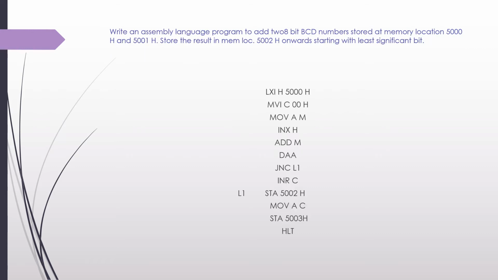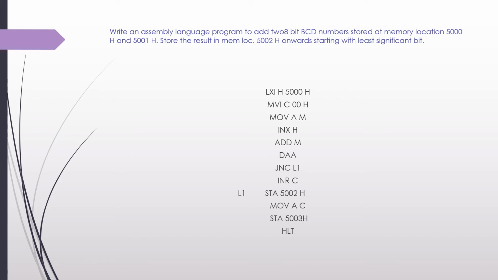The next program is: write an assembly language program to add two 8-bit BCD numbers stored at memory locations 5000 and 5001. Store the result in memory location 5002 onwards, starting with the least significant byte. So it is just a BCD addition. So what is there in BCD addition?